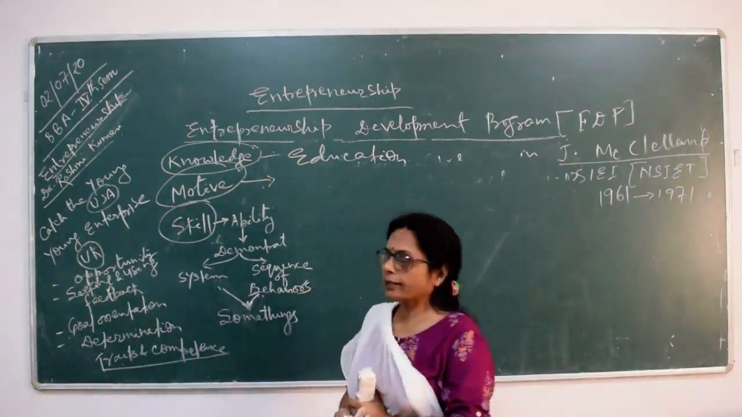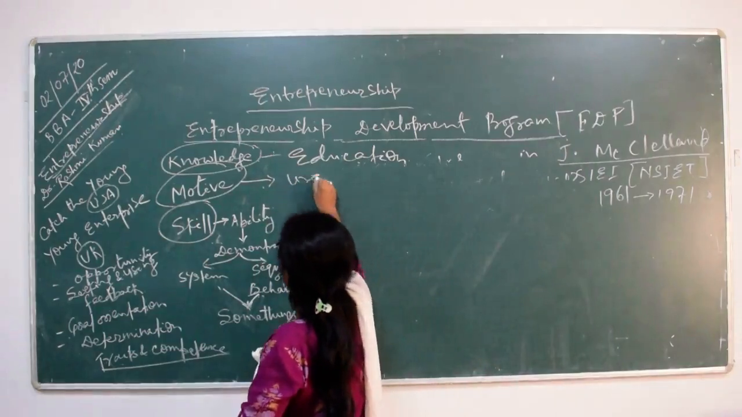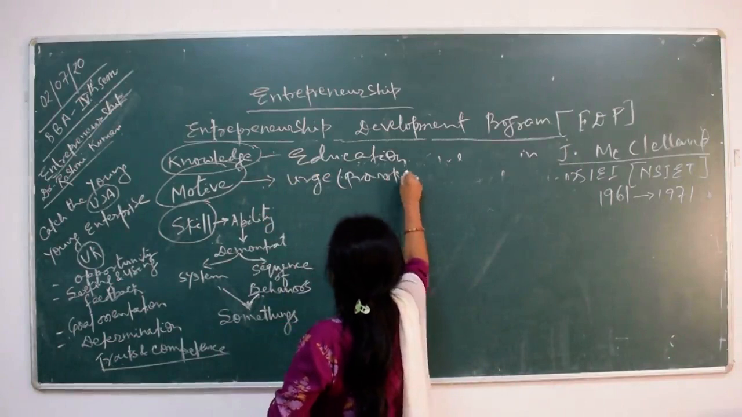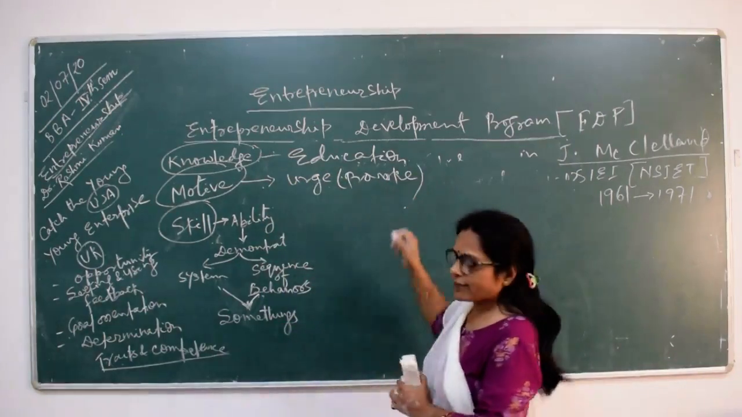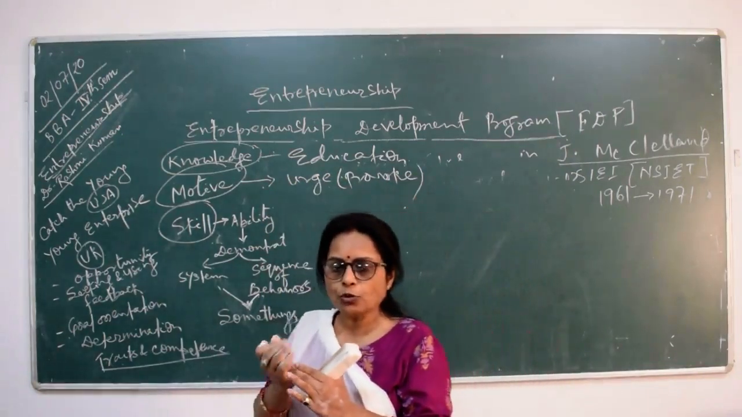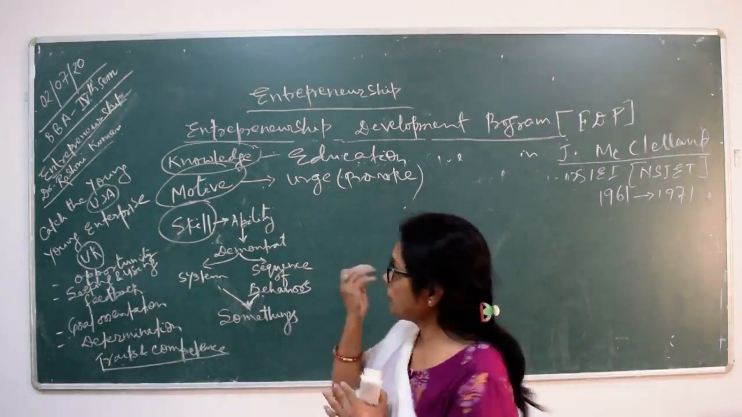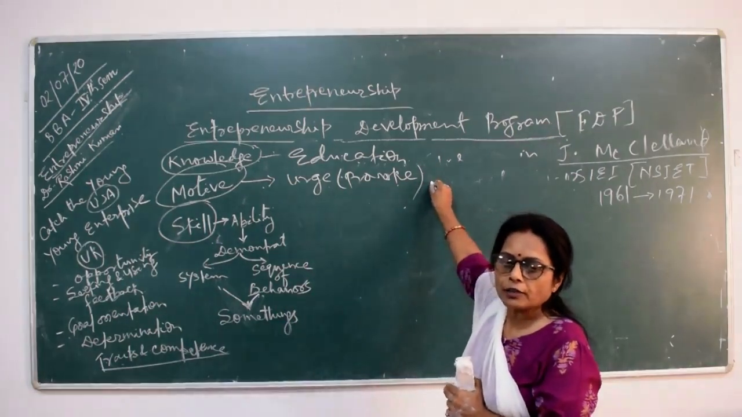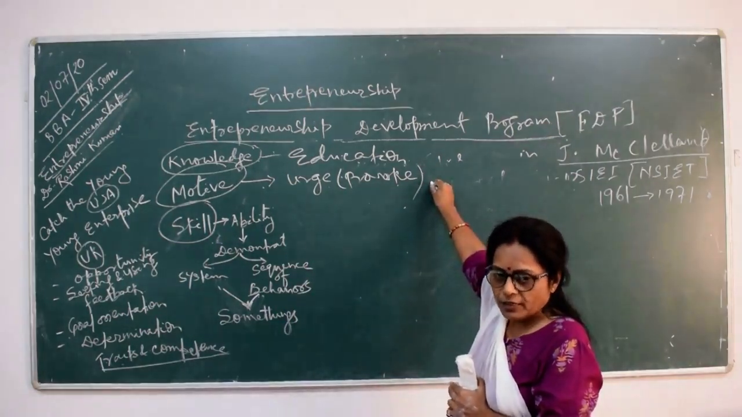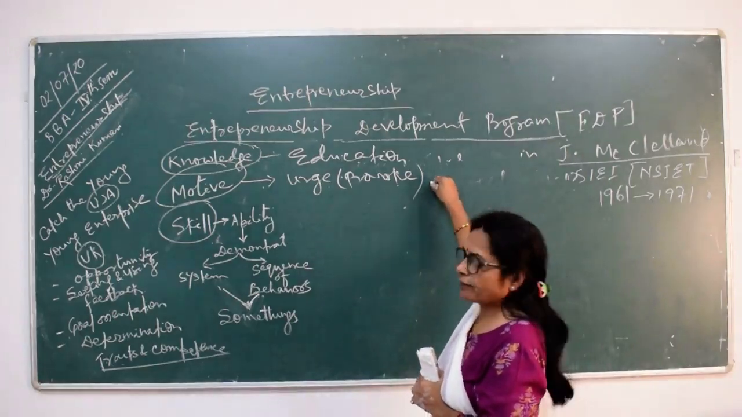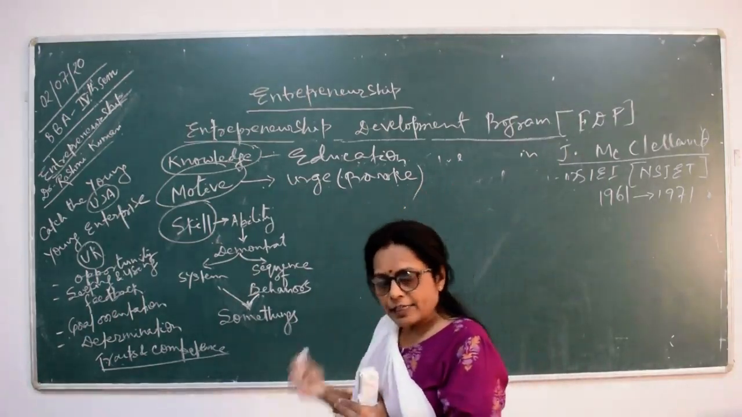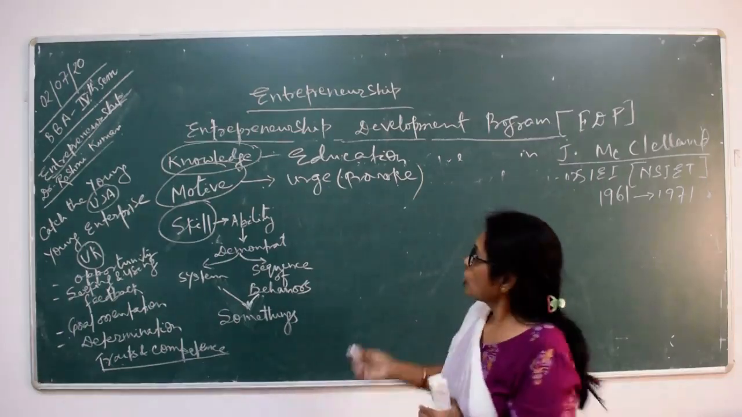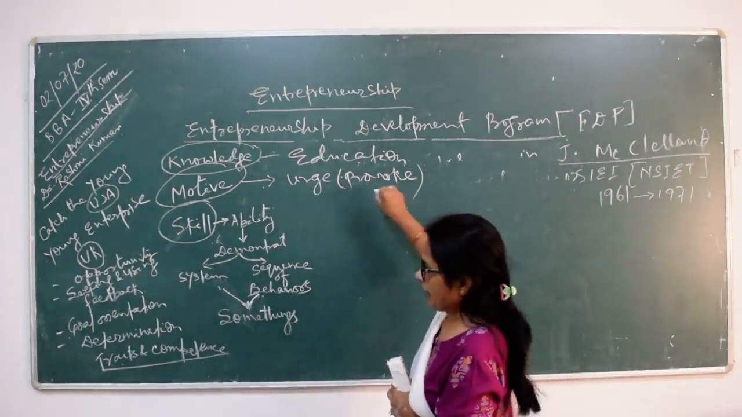Second is motive. Motive is the urge. What is the urge? Urge means provoke. What is a provoke? It is to stimulate the person to achieve the goal. And the goal is the achievement in the form of certain hard work, and such hard work rotates around the best performance. So motive is essential.